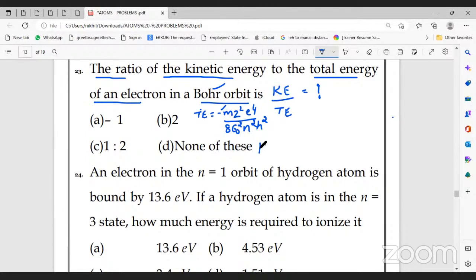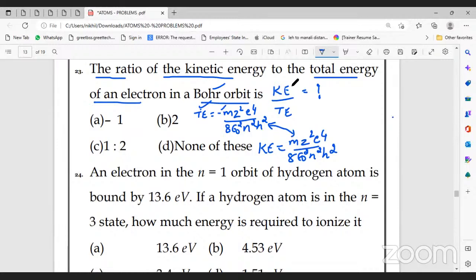And what is the kinetic energy we got? We got the same value as total energy, but with a positive sign. It will be mZ squared e power 4 divided by 8 times epsilon naught squared n squared h squared. So total energy and kinetic energy are the same in magnitude, but in sign one is positive and the other negative. If I take the ratio of kinetic energy by total energy, the magnitude will get cancelled out, but this will be minus 1, this will be plus 1.